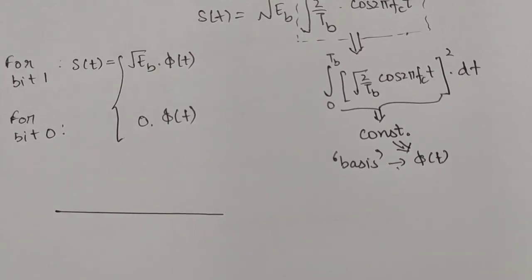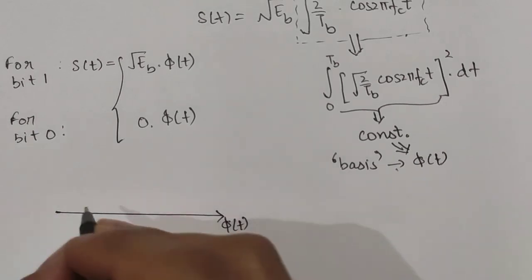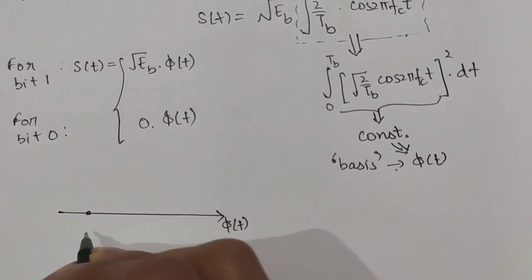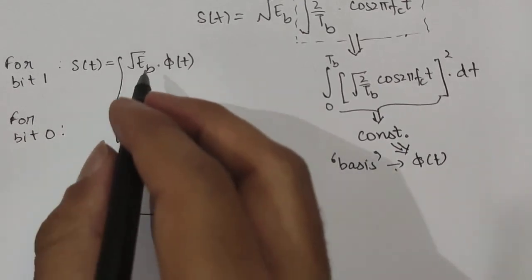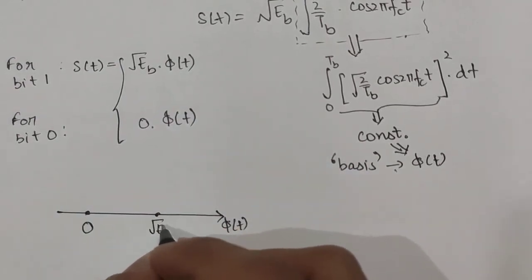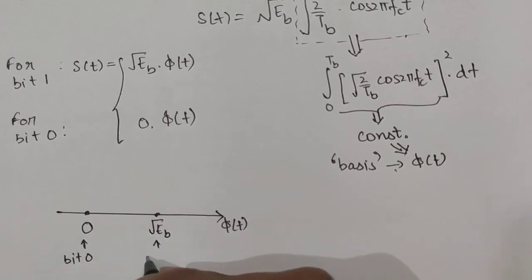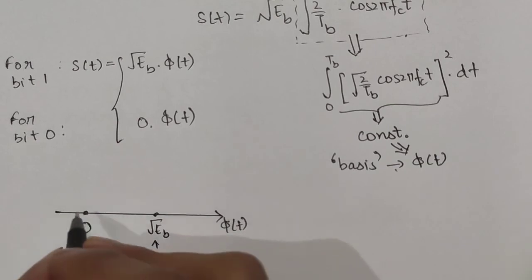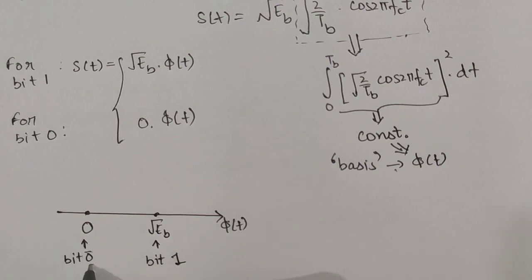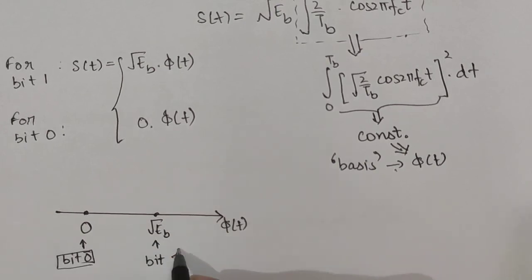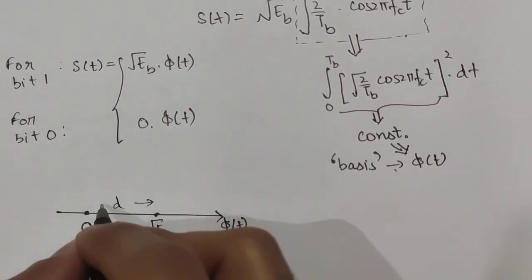We will plot the constellation diagram now. This is our phi of t. Here this is 0 dot phi of t, and this is root EB dot phi of t. This is for bit 0, this is for bit 1. This is called a symbol as it represents something. This 0 is the representation for bit 0, and this root EB is the representation for bit 1, and this is our distance d.